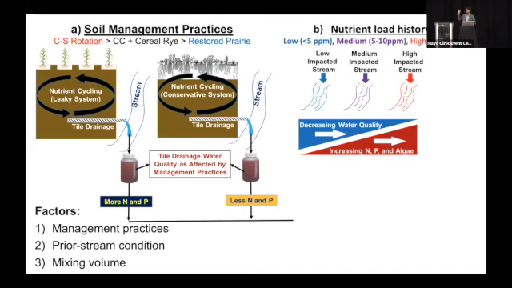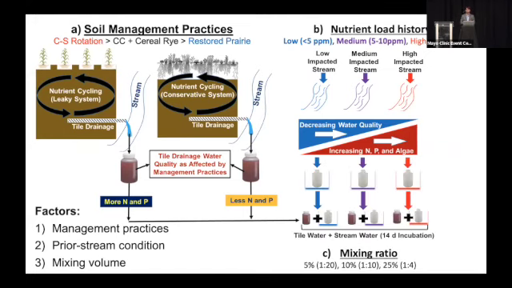So anything more than 10 is a highly impacted stream. So we chose that. We selected those three different types of streams. We went there and collected our samples. And then we mixed them, the tile water and the stream water, together in a bottle. And then we did an incubation study.